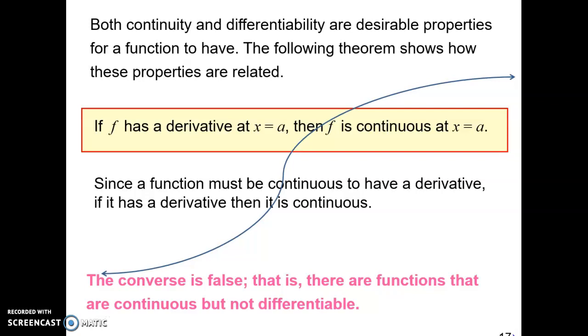That is, there are functions that are continuous, but not differentiable. For instance, the function that you see up here, this function is continuous everywhere, but at this point right here, I have a vertical tangent line, so there's no derivative there. So look at the difference between the two statements. If I have a derivative at a point, then I must be continuous. But if I'm continuous, it doesn't guarantee that I'm differentiable.